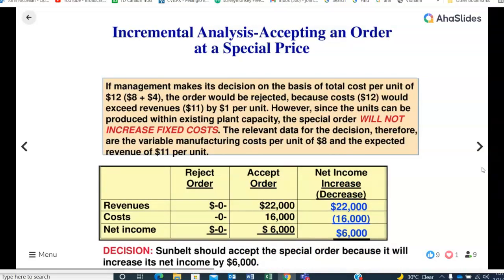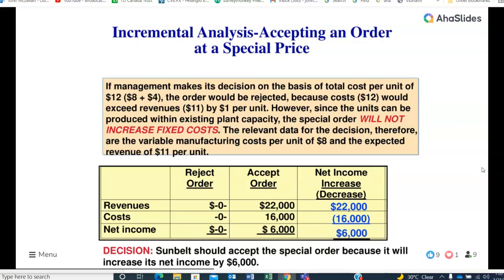Well, when you first look at it, you say, hey, the basic cost to produce this is $12. The order should be rejected because these people are only paying us $11. However, since the units can be produced without expanding capacity, the special order will not increase fixed costs. So you see, the fixed cost of $4 is irrelevant because it's the same whether I do the order or I don't do the order. And so my alternatives then are to reject the order, say no, or accept the order.